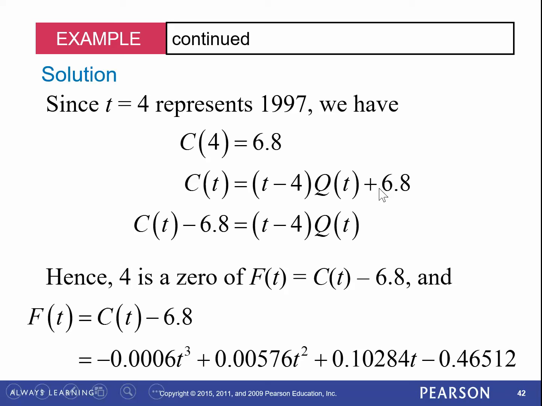Some interesting concepts here. If you subtract 6.8 from this right here, wouldn't you get a 0? Is that right? Because C of 4 would give you 6.8, but if you subtract 6.8, that means you get a 0. That means you've got yourself a factor of t minus 4. And here's your remaining quotient. Kind of fun stuff there.